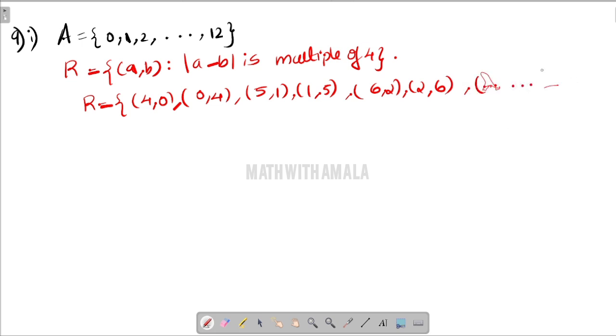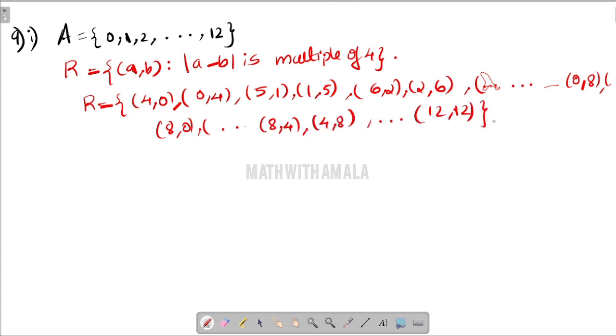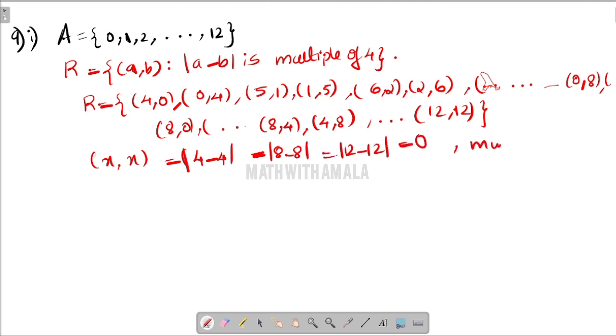a multiple of 4. So we can define R as (4, 0), (0, 4), (5, 1), (1, 5), (6, 2), (2, 6), which means in all these elements, the numbers are related such that modulus of a minus b is a multiple of 4. We can take any random number, 8 and 4: modulus of 8 minus 4 or modulus of 4 minus 8 is a multiple of 4. Likewise, we can continue this and fill the relation set and end with (12, 12).